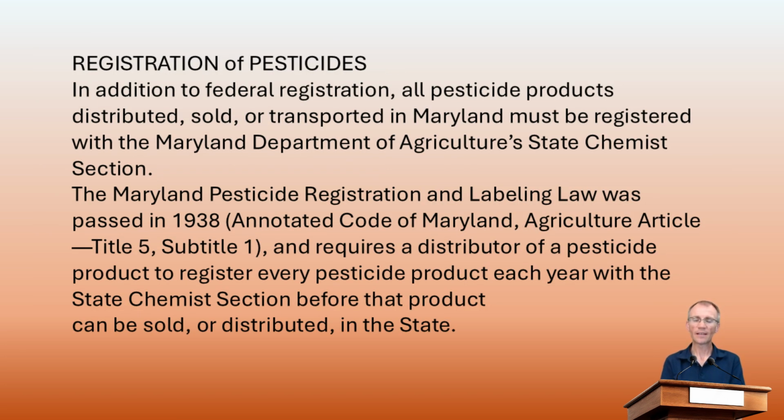Registration of pesticides. In addition to federal registration, all pesticide products distributed, sold, or transported in Maryland must be registered with the Maryland Department of Agriculture's State Chemist Section. The Maryland Pesticide Registration and Labeling Law was passed in 1938, Annotated Code of Maryland, Agriculture Article, Title 5, Subtitle 1, and requires a distributor of a pesticide product to register every pesticide product each year with the state chemist section before that product can be sold or distributed in the state.